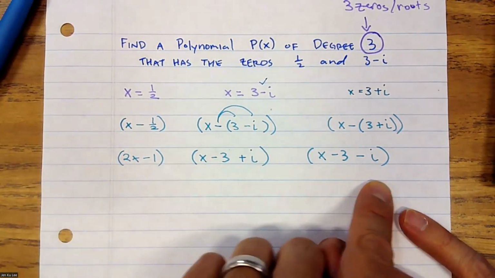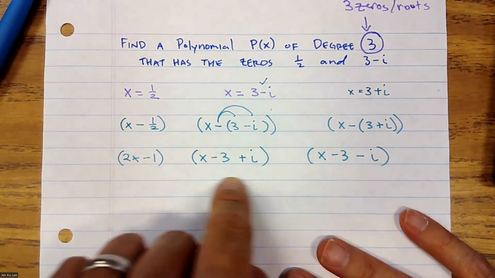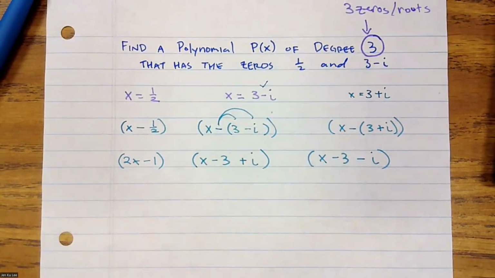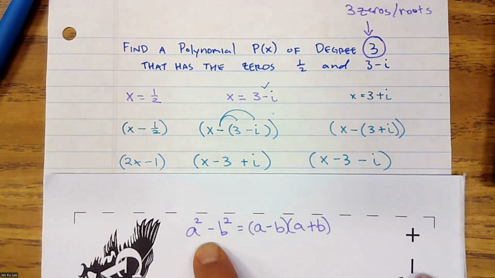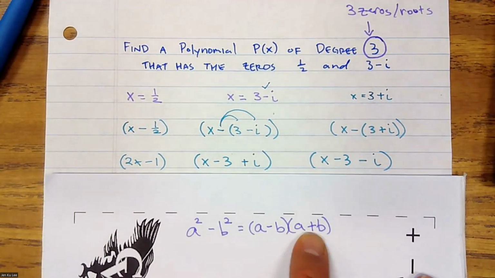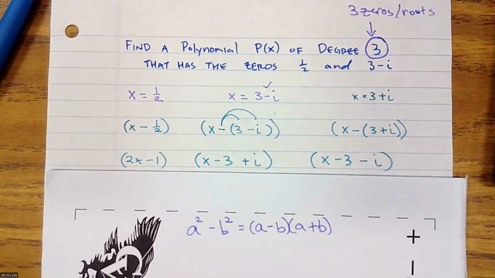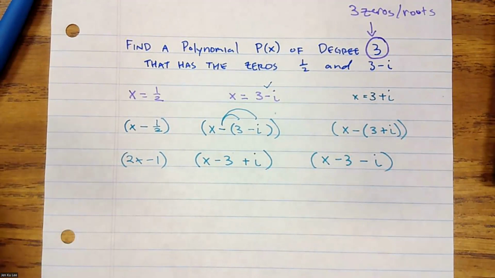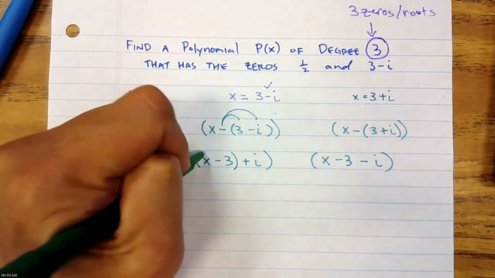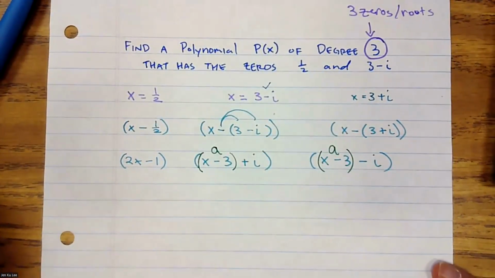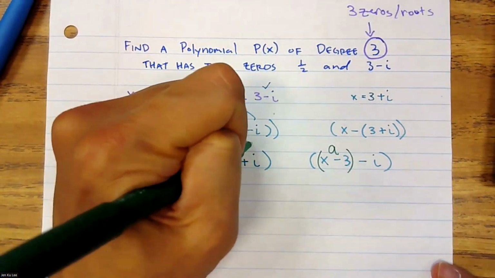And to find the polynomial in standard form, we're just going to have to multiply all of these three. It looks easier than it looks, I promise. Using our special form, I have an a plus b and an a minus b here. I'll show you where my a is and where my b is. That's my a, and my i is my b.